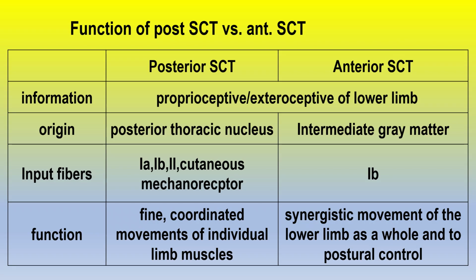In contrast, neurons of the anterior spinocerebellar tract convey information from extensive sensory receptor fields. Without functional subdivision, they contribute to the synergistic movement of the lower limb as a whole and to postural control.